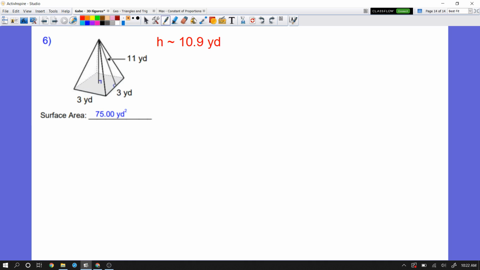So I want to go ahead and point out that 11 is a slant height. The reason it's a slant height is because it's not the height of the pyramid, it's the height of a triangle, and you have 4 of those. And you know you have 4 of the exact same triangles because you have a square base.